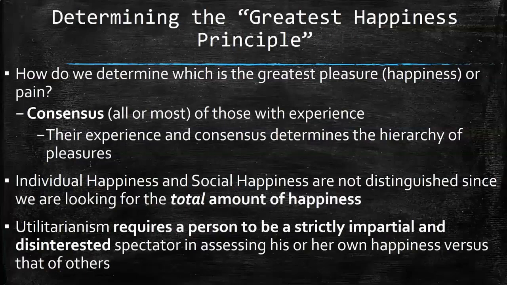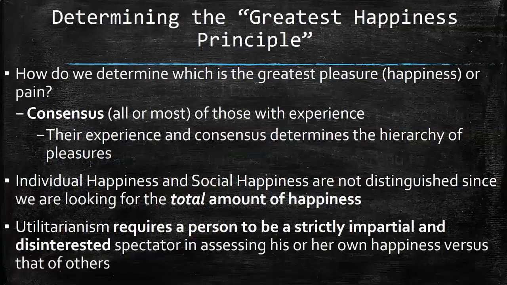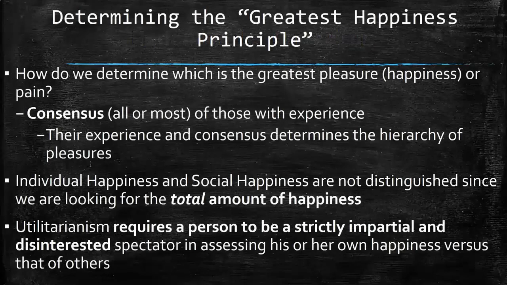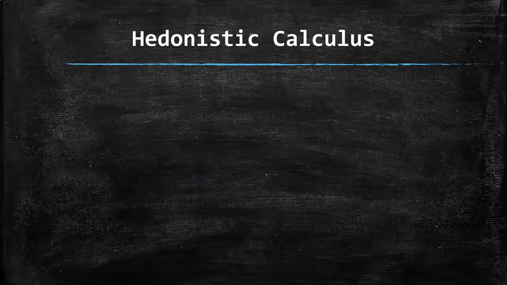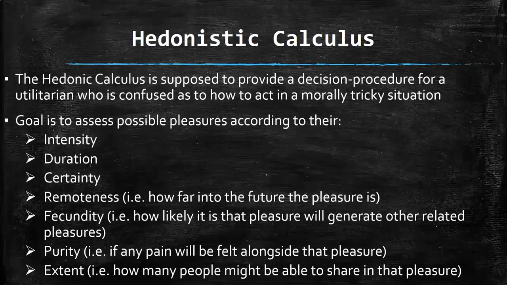Another concept. So that's the utility principle, right? How do we figure out what the greatest happiness principle is? When you look at the greatest happiness principle, it's also the same as the utility principle. Hedonistic calculus. So how do we provide a decision procedure for a utilitarian, right? We don't know what to do. It's a morally tricky situation. It's a dilemma. There are multiple options here. We don't know which one to pick.